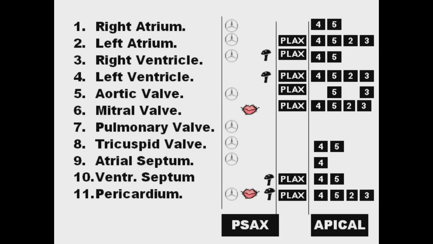This table summarizes the most important structures of the heart with the main echocardiographic views. The windows and views are represented by icons and initials. Each cardiac structure is aligned with its view.